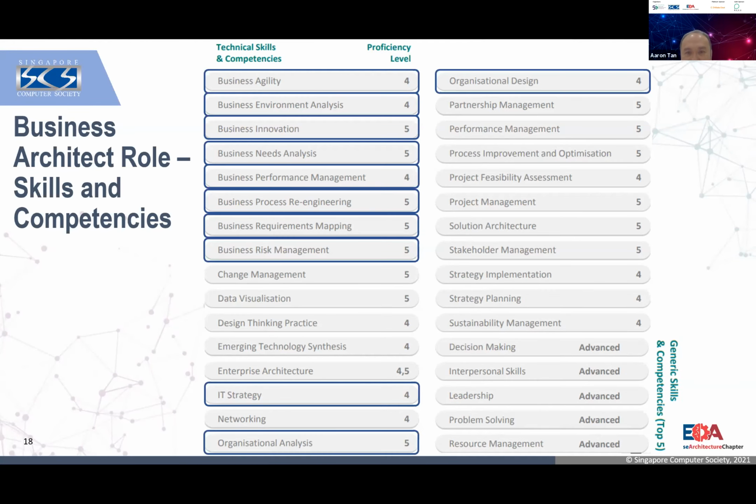Of course, IT strategy, organization analysis, and design analysis are the same as the previous requirement. Of course, stakeholder management is very, very important. We are dealing with humans. We don't deal with machines. And of course, strategy implementation and strategy planning.